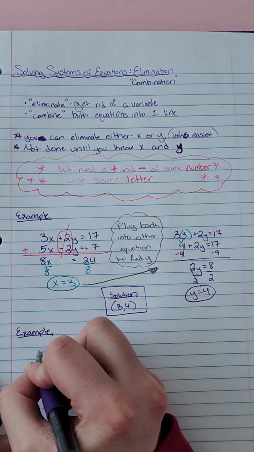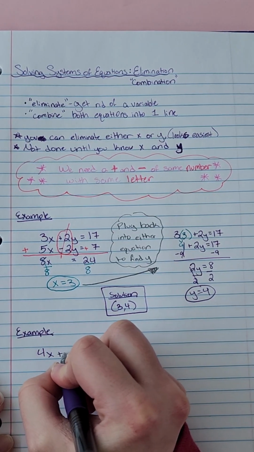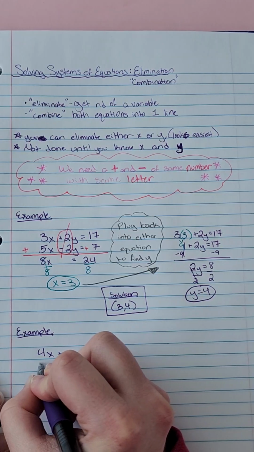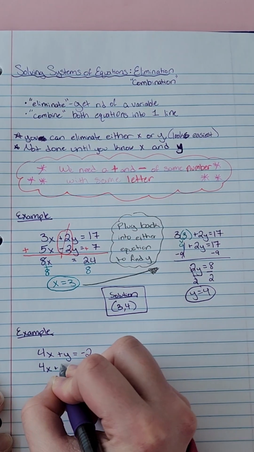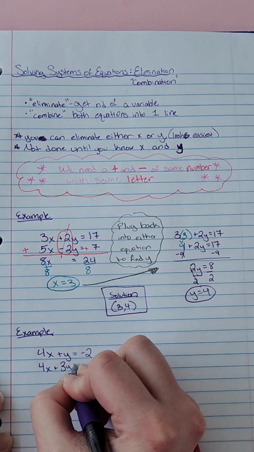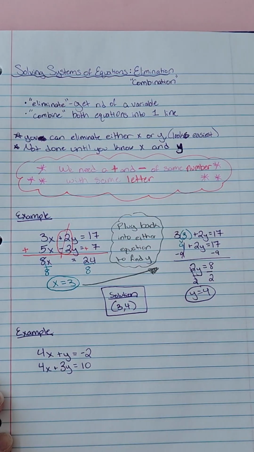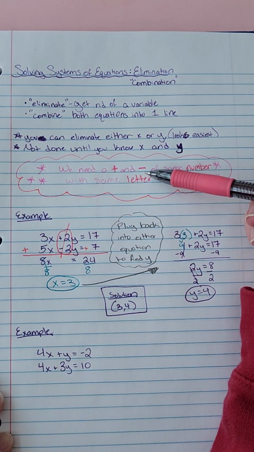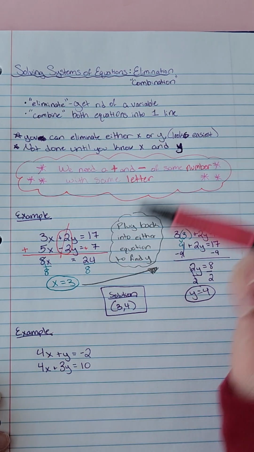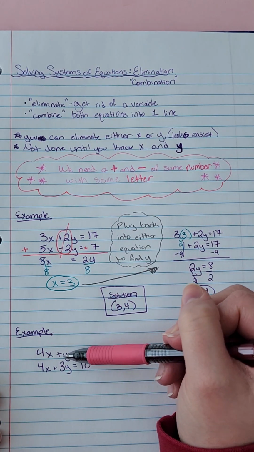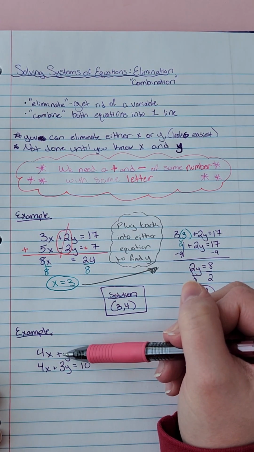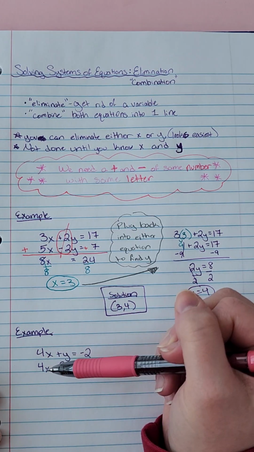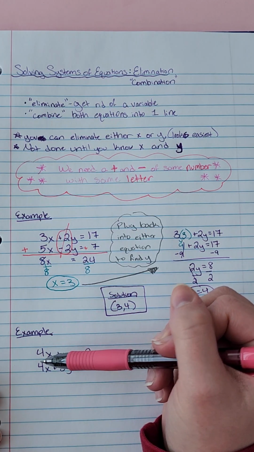Okay, I have 4x plus y equals -2, and 4x plus 3y equals 10. Now note here, we need a positive and a negative of the same coefficient for the same variable. In this case, I don't even have the same coefficient for my y's. This would be a 1, this is a 3. That's not going to match up. I do have 4's for my x's, but I need a negative for one.